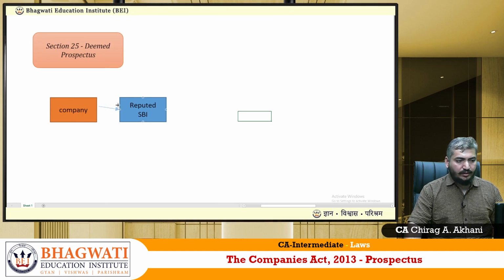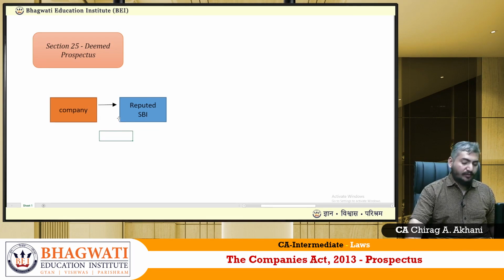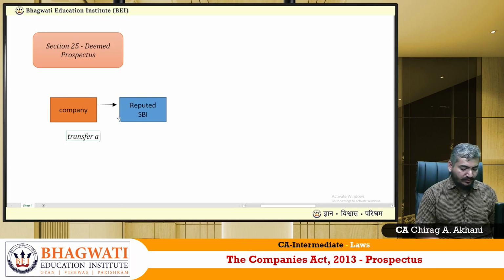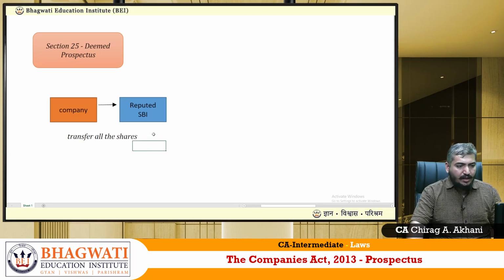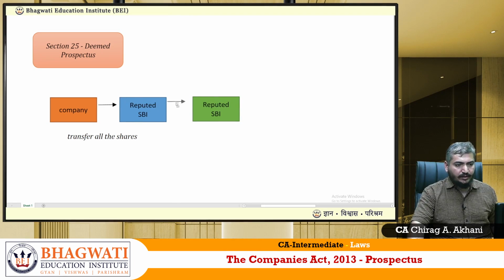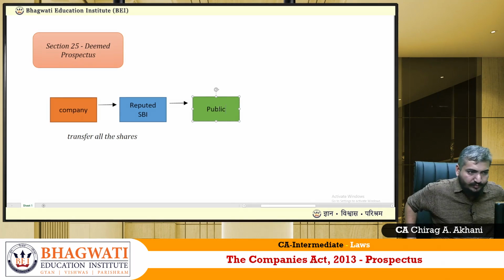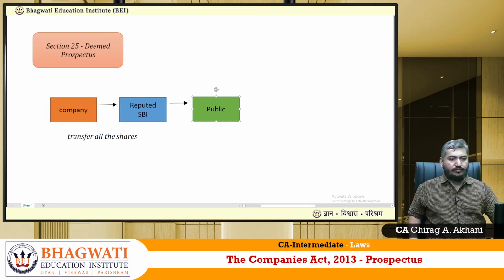Now, how can such an institution help them? First of all, if they find some significance, some substance in the company's fundamentals, they will acquire all the shares. So the company will transfer all the shares to such a reputed institute. And now, slowly, such an institute will transfer such securities to the public. So company to State Bank of India, and State Bank of India to public.